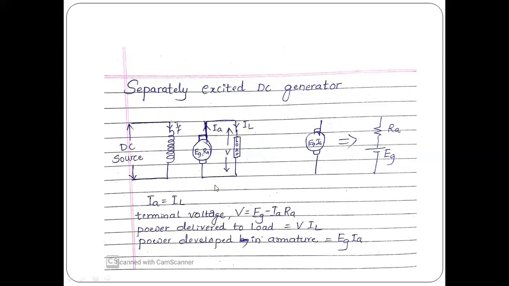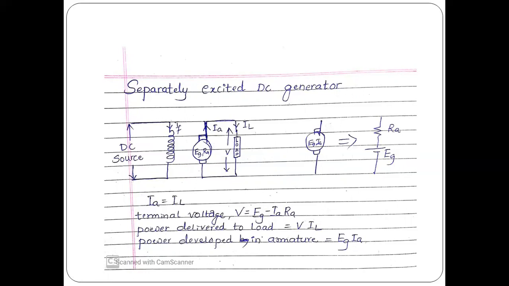So based on that, we have some formulas here. We can observe that whatever current flows through the armature, the same current flows through the load, IL, because both are in series. That's why Ia is equal to IL.